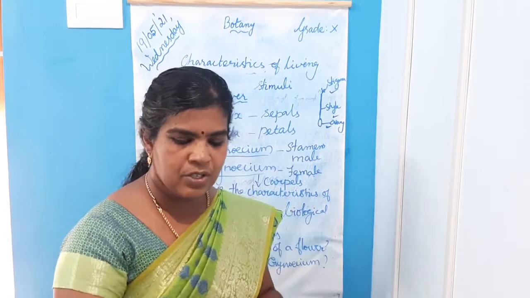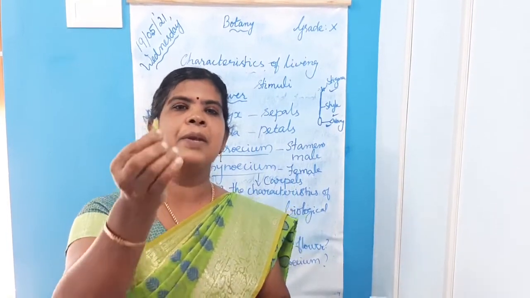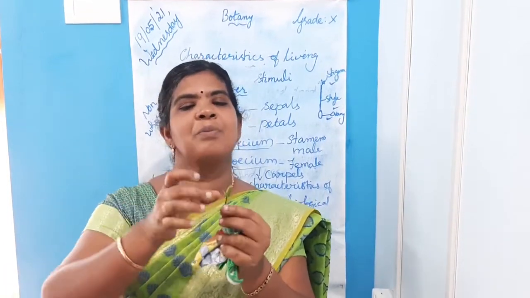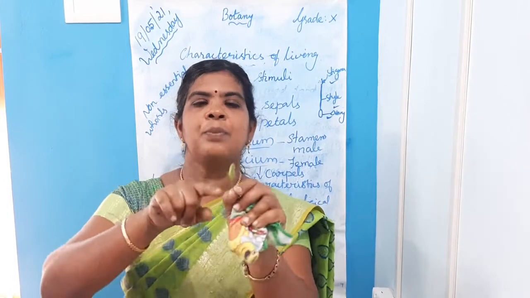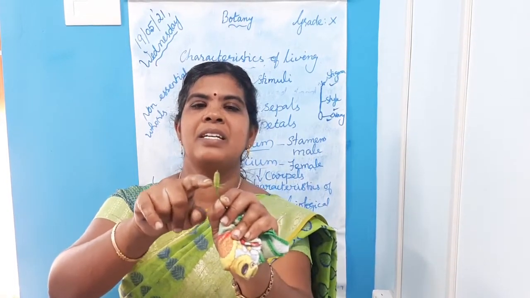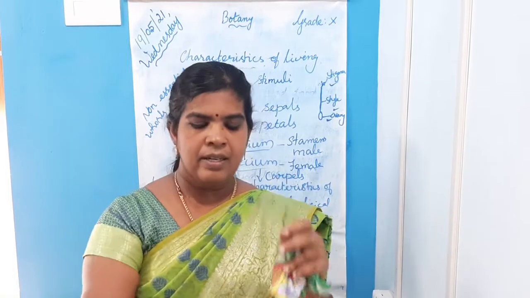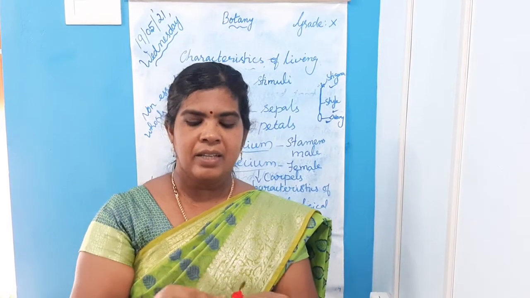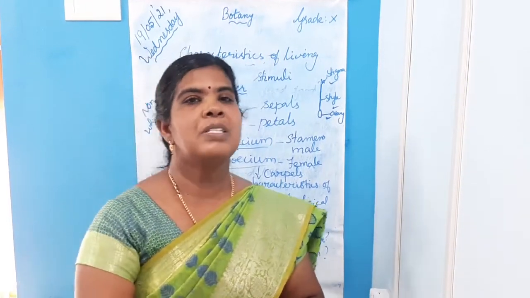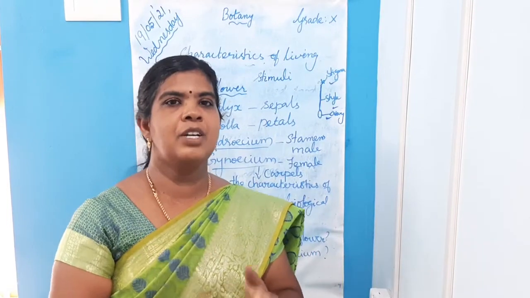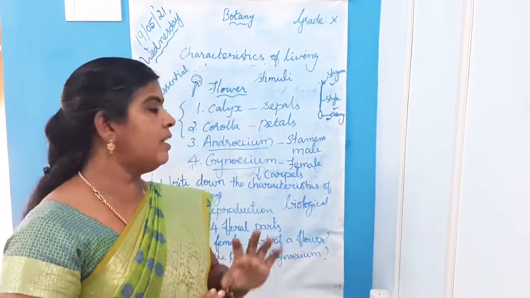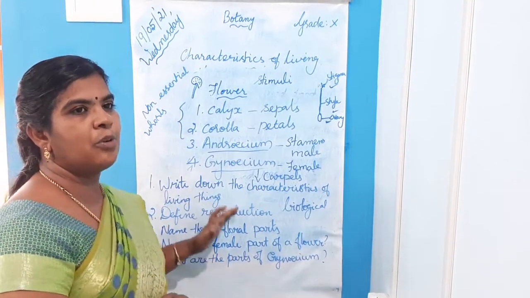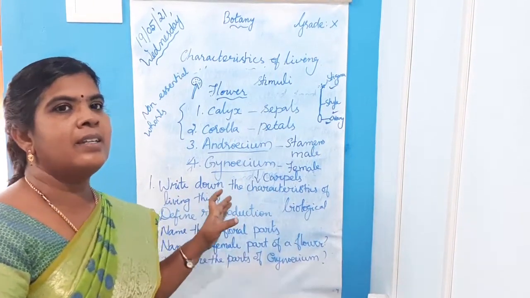What is the function of the calyx? The function of the calyx is that it protects the flower when it is a bud. Next, the corolla attracts the insects for pollination. You must know the parts of a flower, and you must write all these questions in your notebook for learning. Okay, thank you, children.